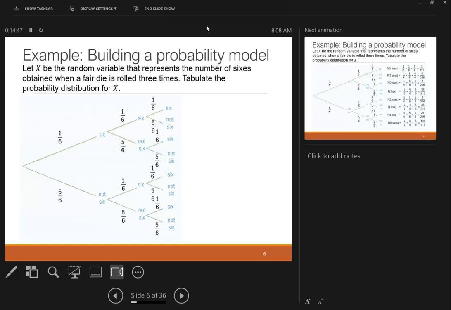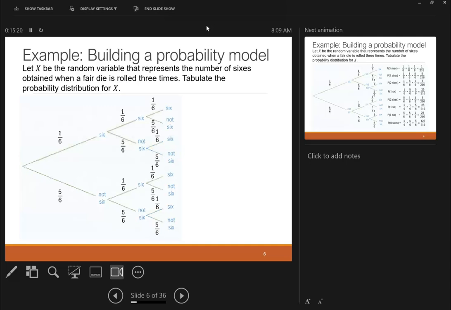So if I got a 6, I roll the dice again, I either get 6 or not a 6. If I started at not a 6, I roll the dice again, I either get a 6 or not a 6. And then I have to roll a third time. So there's like 3 sets of branches, right? There's roll 1, roll 2, and then roll 3. Does everybody feel okay?